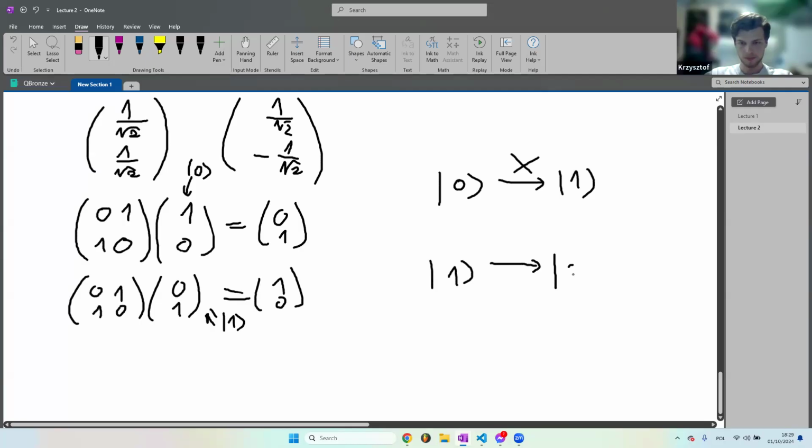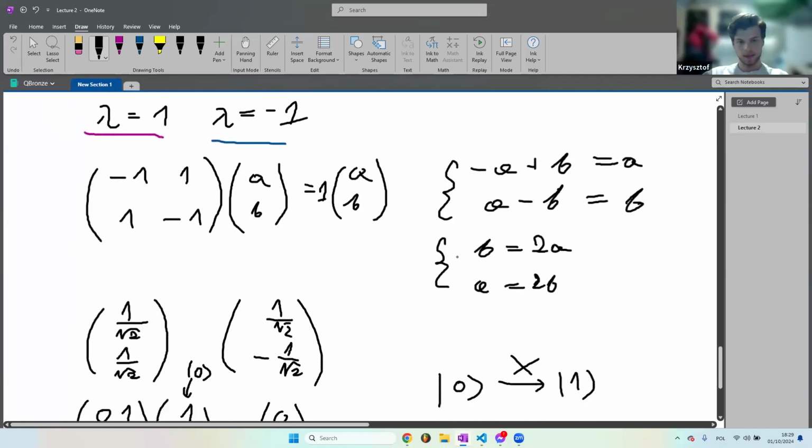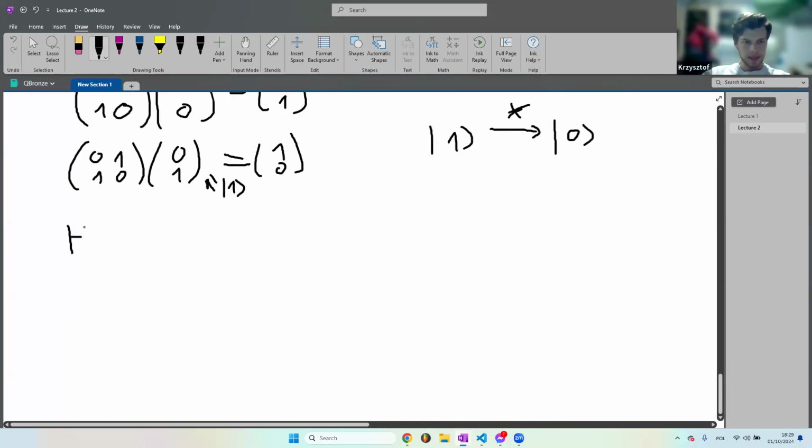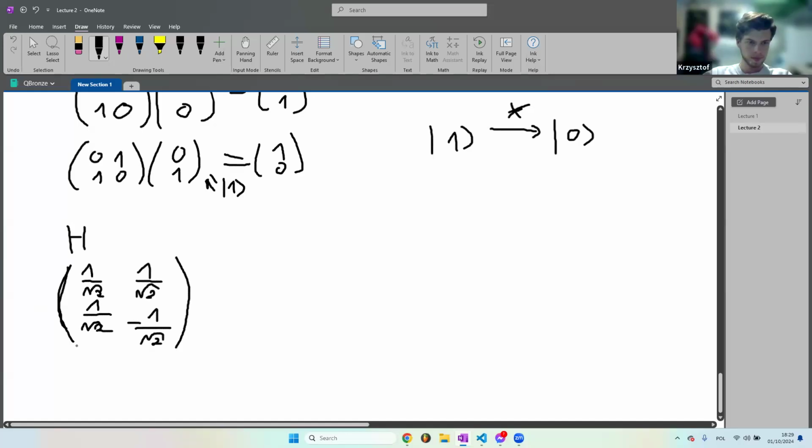To 0. This is how the X gate works. Another gate that is very important is the Hadamard gate. And the Hadamard gate is defined as 1 over square root of 2 on almost every entry. But the last entry here is minus 1 over square root of 2. And this is called the Hadamard gate.